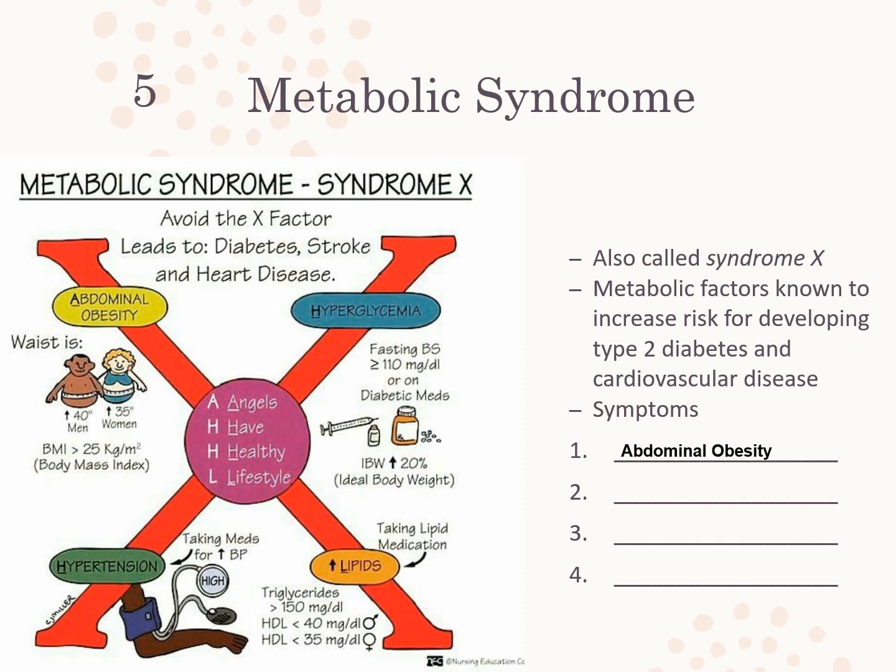Okay, the first symptom for syndrome X is abdominal obesity. This is when a patient has a waist circumference of 40 inches or more for males and 35 inches or more for females. Let me repeat that. A waist circumference of 40 inches or more for men and 35 inches or more for females. I know, they get 5 more inches. Ugh.